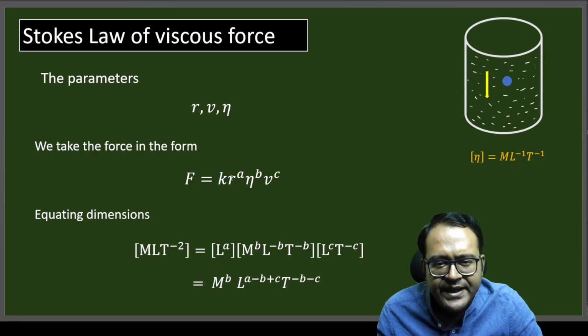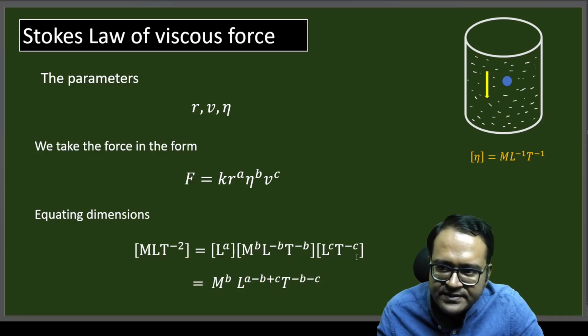So just write L here, L to the power a. Eta is M L minus 1 T minus 1, so we have M to the power b, L to the power minus b, T to the power minus b. And there is velocity, so L to the power c, T to the power minus c.